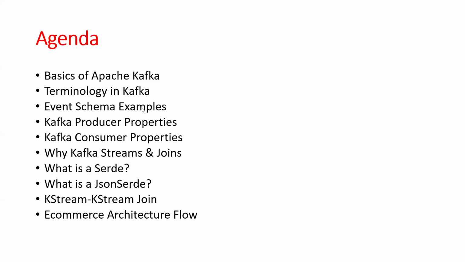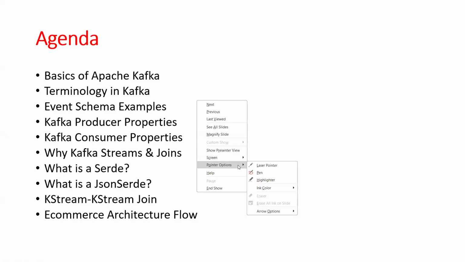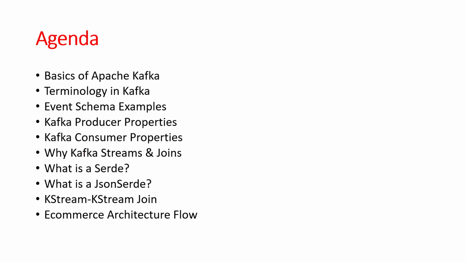So today let me discuss a few more things: why we need Kafka Streams, there is a concept of join, and what is SerDe, what is JSON SerDe, and Kafka Stream means KStream, and the e-commerce architectural flow. And then we'll see what producer side and consumer common properties are required, what type of events we created, and schema examples also will be demonstrated in this session, guys. Okay, so let's come to the point.